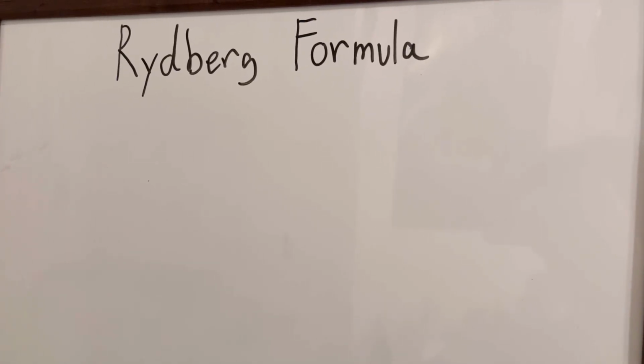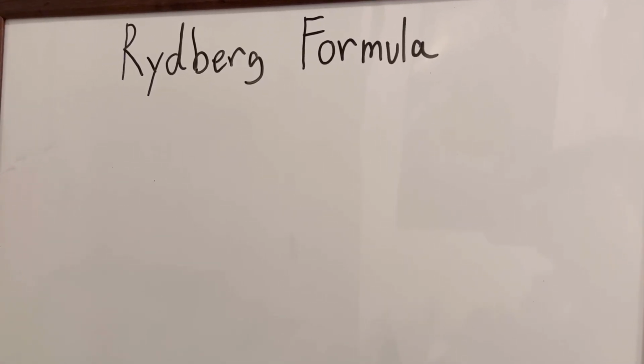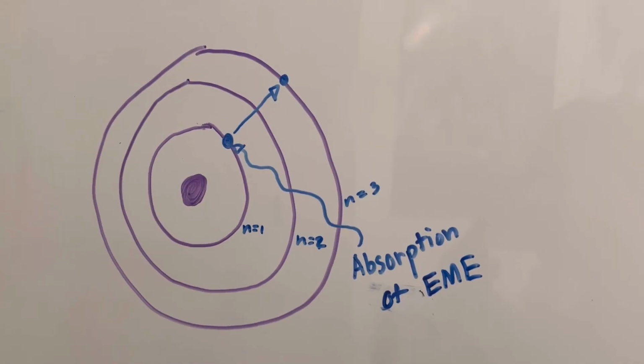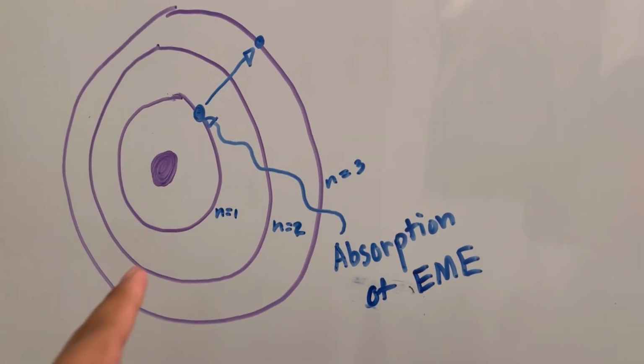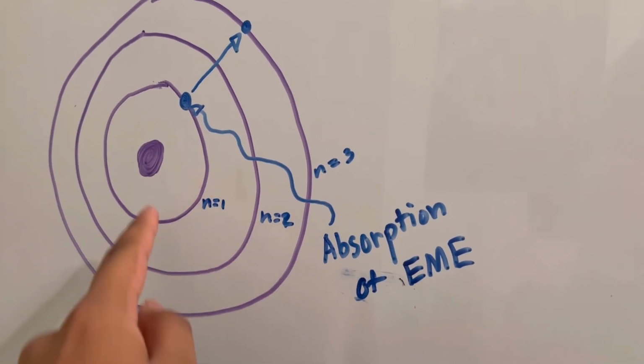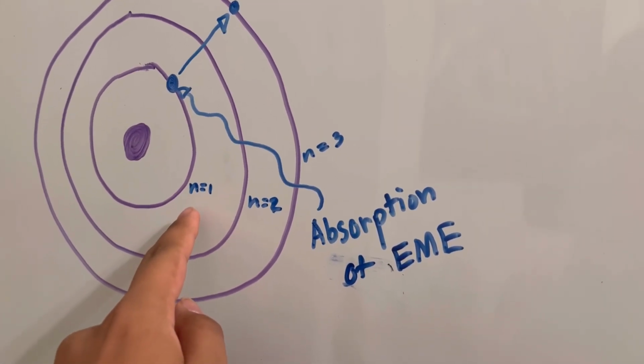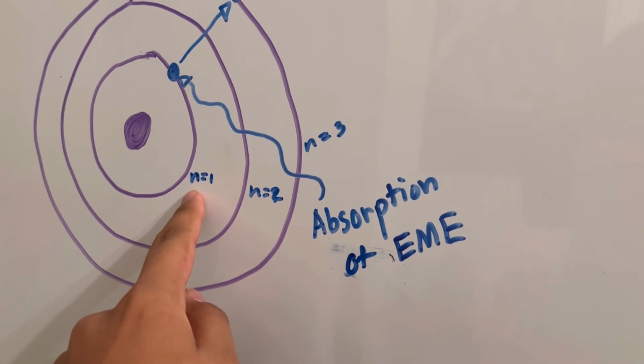Hello everyone, today I will be talking about the Rydberg formula and atomic emission. Here we see a diagram of atomic absorption. Each ring that you see around the nucleus of the atom is an energy level which can be represented by the principal quantum number n.